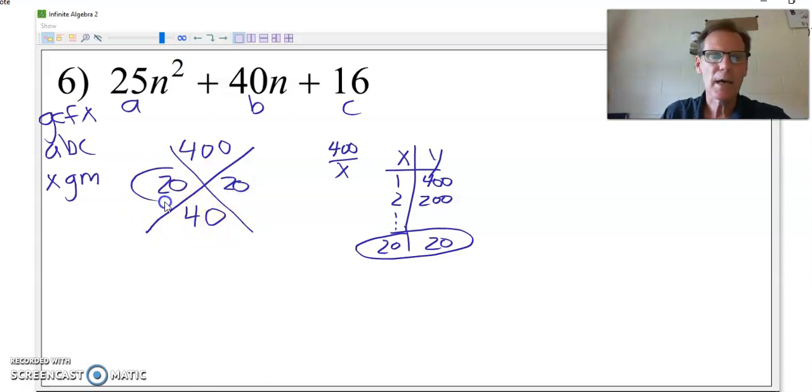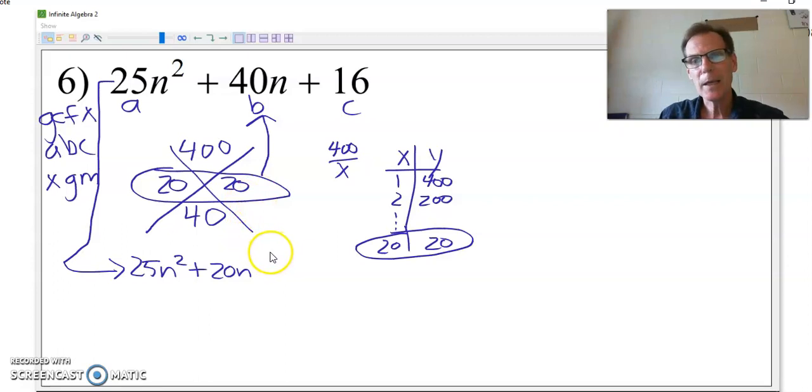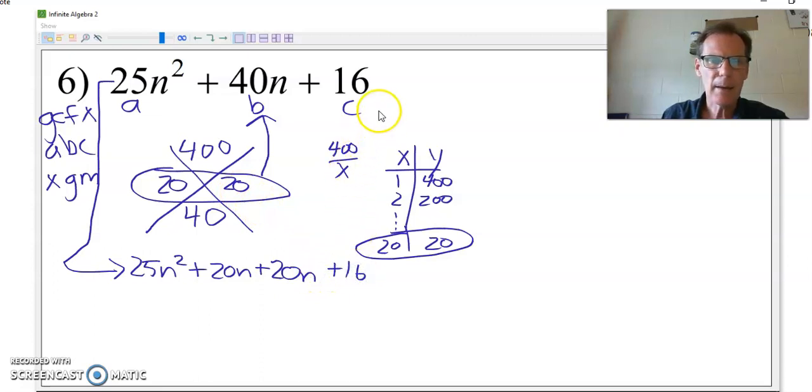Okay, so what do I use that for? It tells me how to split up the middle term, or the B term. So I'm going to rewrite this expression as 25n squared plus 20n, using what we came up with in the X to figure out how to split up the B, or bust the B's, as some people call it. So this method is referred to as busting the B's. Plus another 20n, and that's only because it showed up twice here in the X. And then finally plus 16, and that came from the C value.